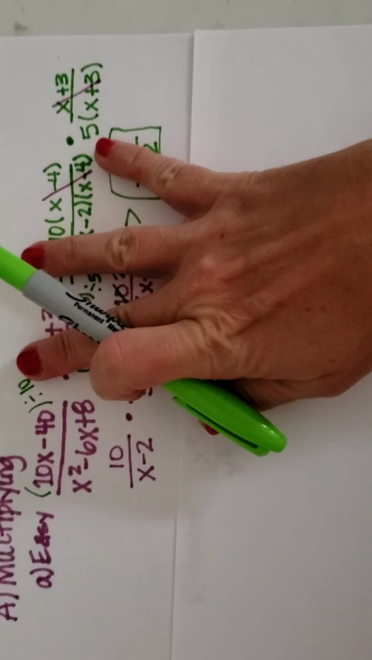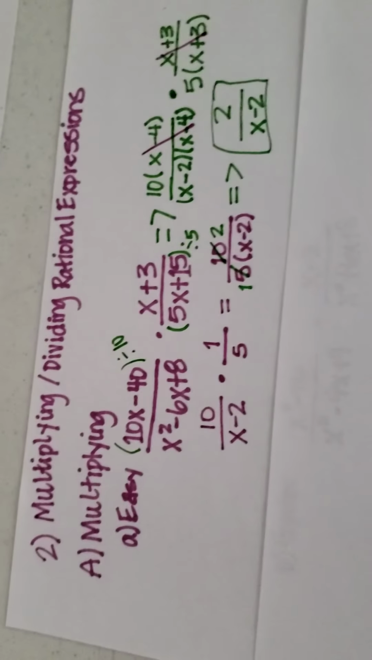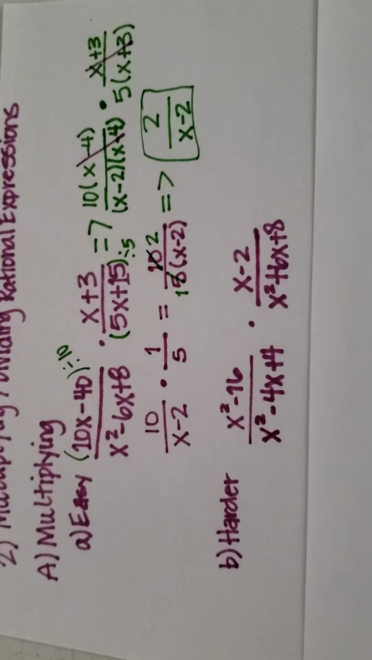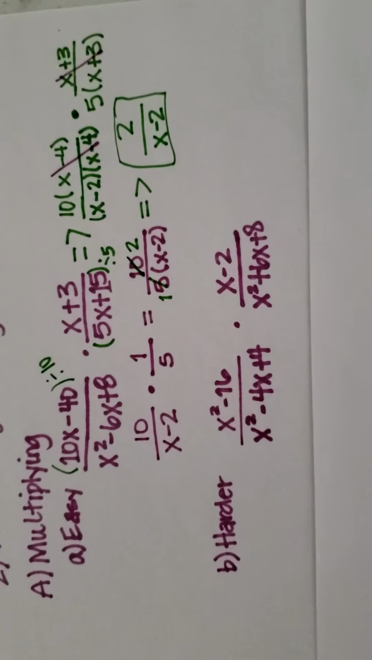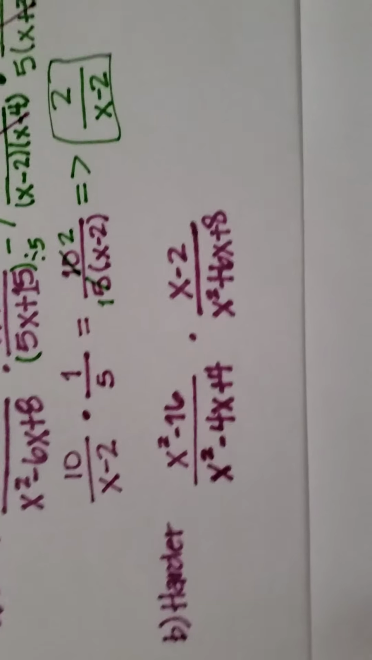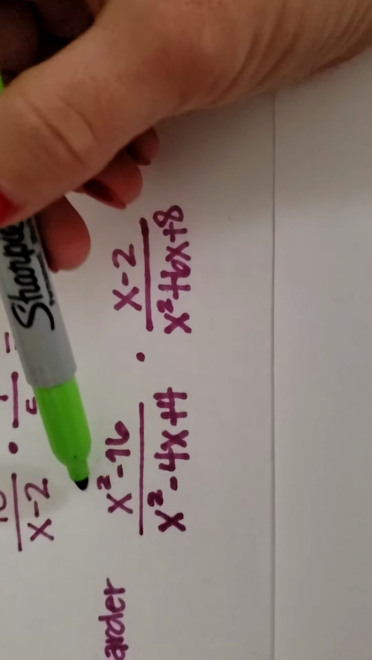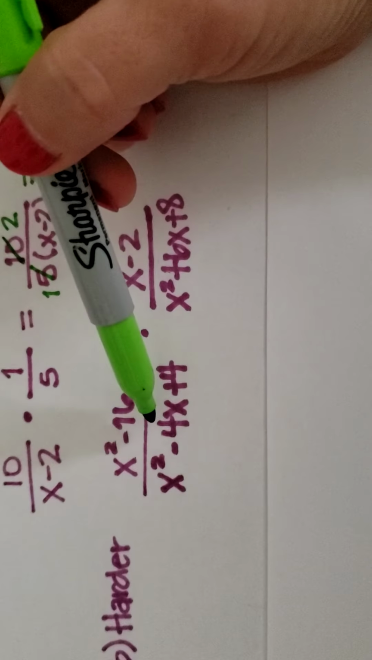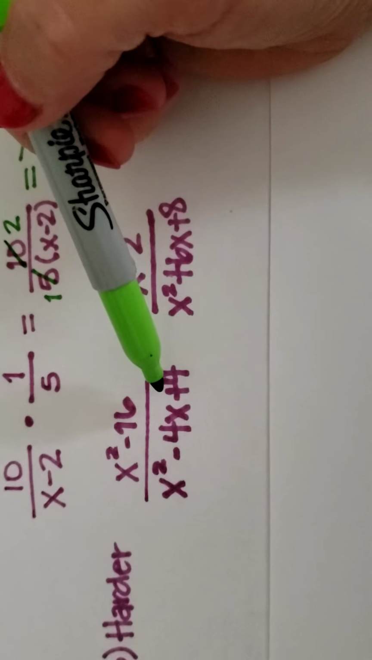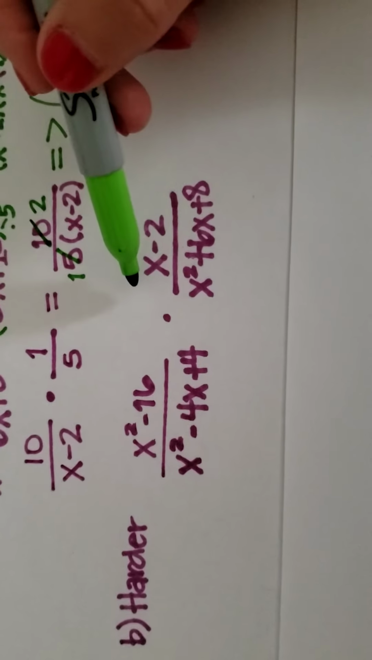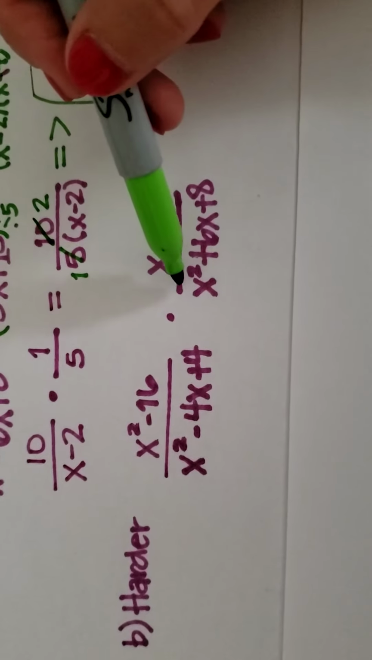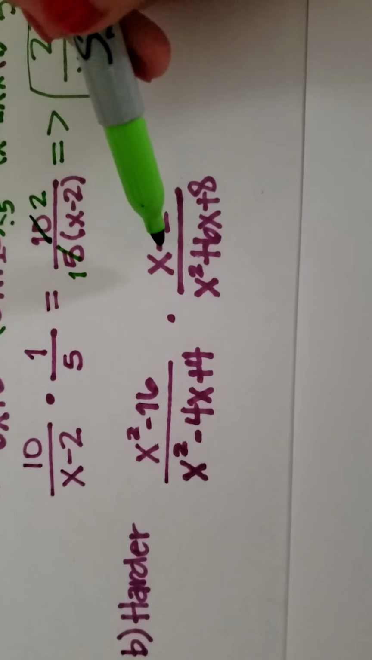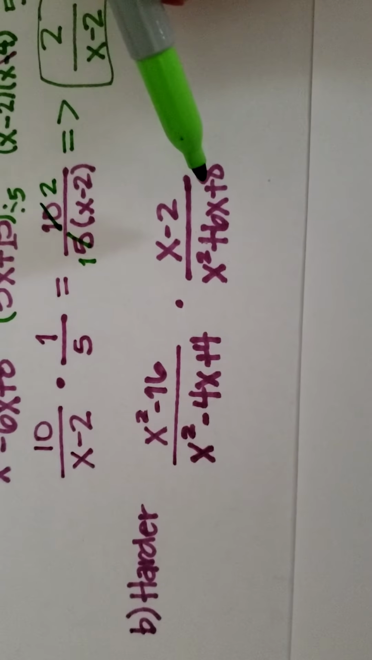All right, we're going to move into the one that's a little bit harder. It just means that it's got some of that weird factoring going on. Okay, so I want you to take a look at this. We've got x squared minus 16 divided by x squared minus 4x plus 4, and that is multiplying by x minus 2 over, or divided by, x squared plus 6x plus 8.